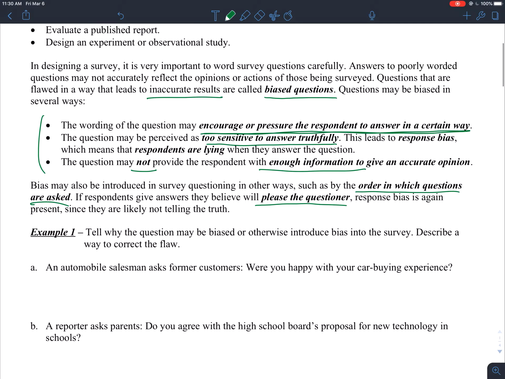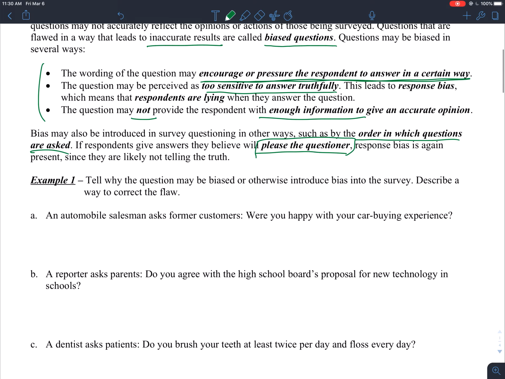So also, who's asking the question? So let's say the principal comes to you and says, hey, are you doing all your homework? Sure. Your friend comes to you and says, hey, did you do the homework? Not really. It depends who's asking the question also, that can influence the way you answer, okay? So, in any case, there are many things that can go wrong with asking questions, basically. It's difficult to make good survey questions.